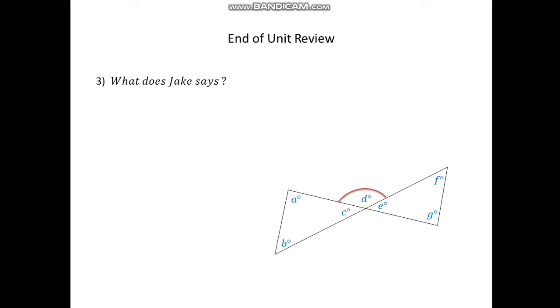Question 3, read what Jake says. What are the 2 angles he is thinking about? The total of the 2 of these angles is the same as D. So there are 2 angles here in this diagram. If I add them, it gives me D.